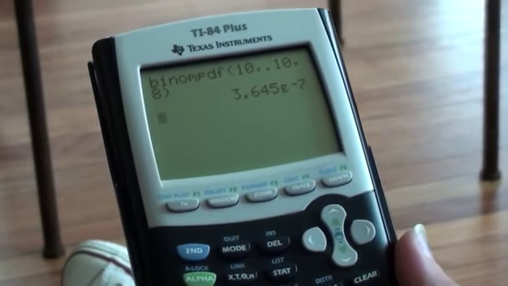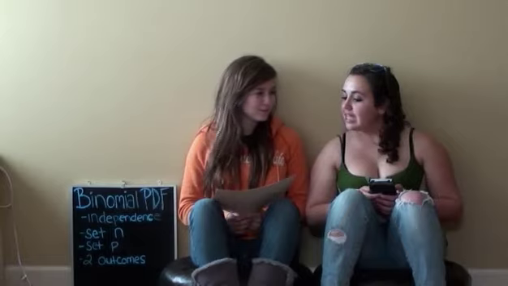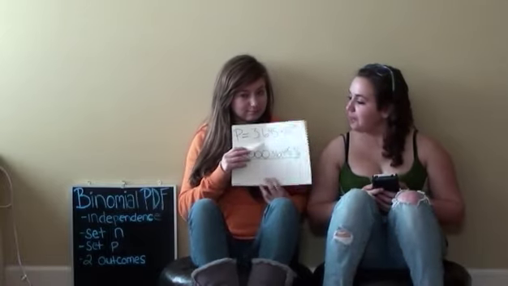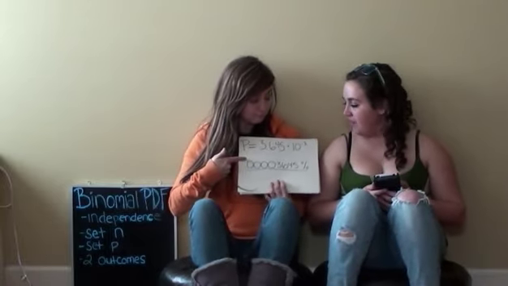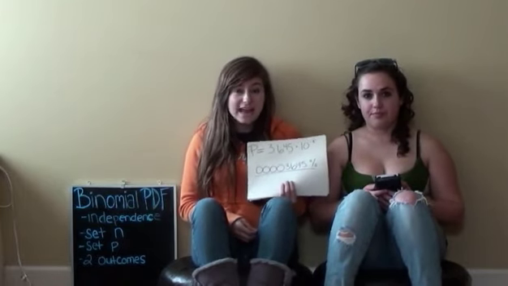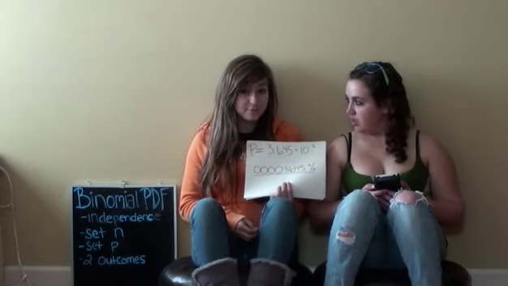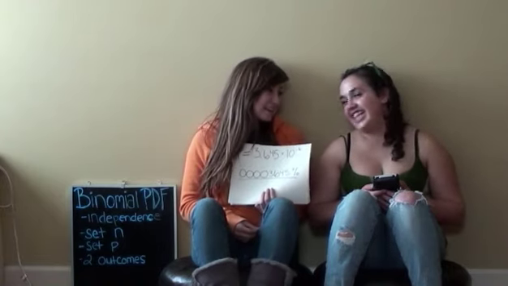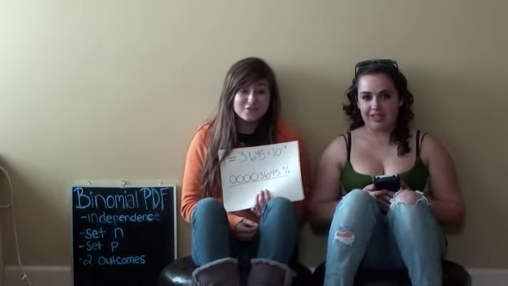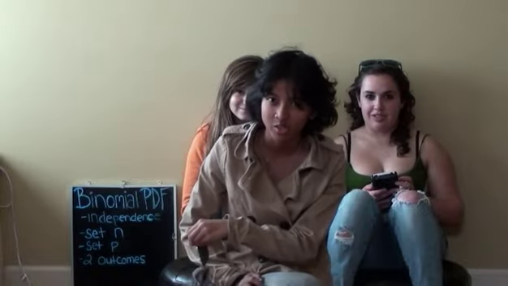This gives you the probability that 8 of the 10 drivers were in fact drunk. Our resulting probability is 3.645 times 10 to the negative 7. This means the probability of Brandon being the 8th drunk driver is 0.00003645%. Not very likely. So Brandon was right, but also very wrong. Very, very wrong. Remember, kids, don't drink and drive.